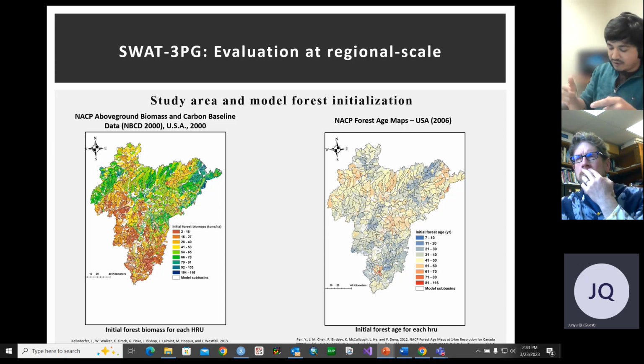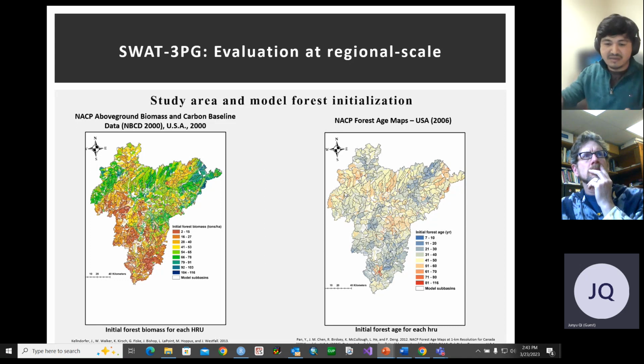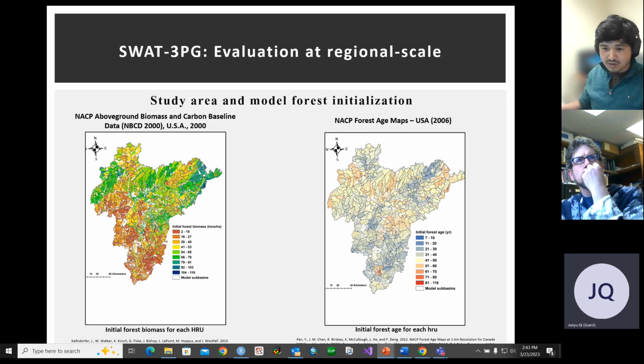But later, we found the CMS 2010 data set that also provided baseline conditions for the year 2000. We compared, and they were very similar. So we resorted to using this for the initial forest age and the biomass components. This shows the forest age at 2000, this was the initial forest biomass, and this shows the initial forest age.